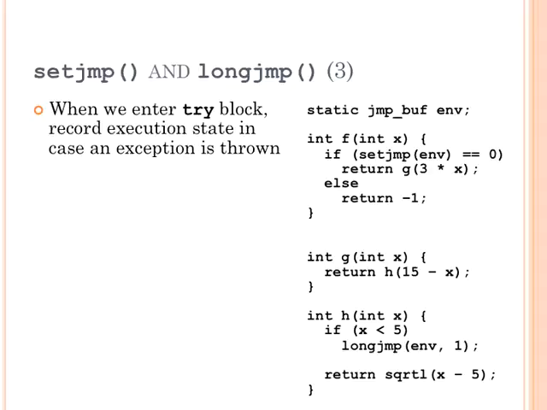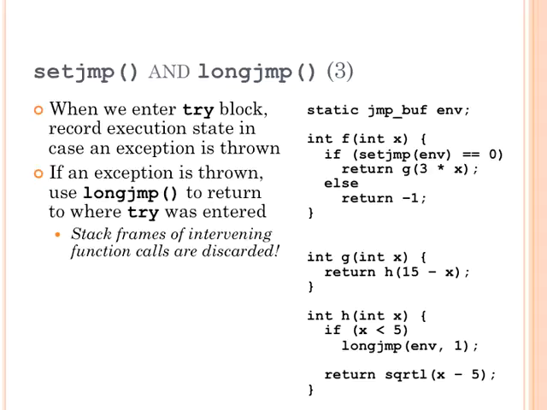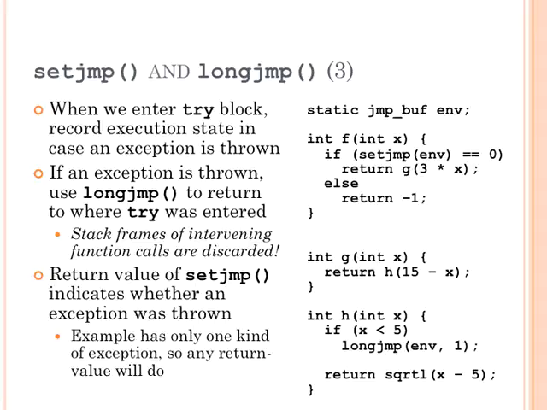So like I say here, when we enter the try block, we record the execution state just in case, and if an exception is thrown, then we use longjmp to go back to where the enclosing try is. And the nice thing is that this is super fast, because we basically completely chuck H's and G's stack frames. We just throw them out. We don't even worry about it. We just reset the stack pointer to where it was before. We reset the instruction pointer to where it was before. We just pretend G and H never happened. So we basically abort that computation exactly as you would expect it should be. And then you see the return value of setjmp basically indicating whether or not an exception occurs.